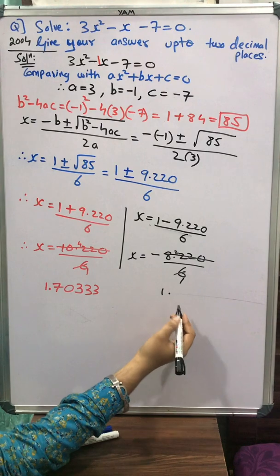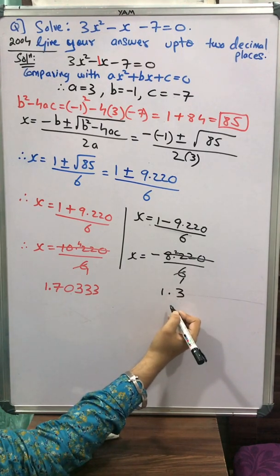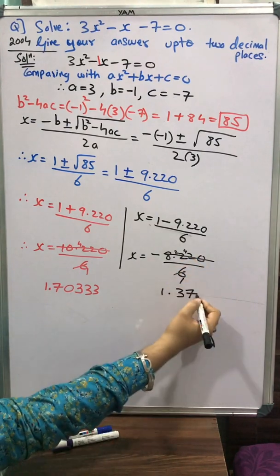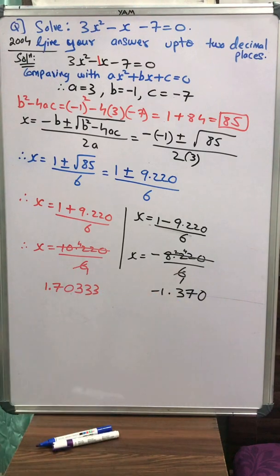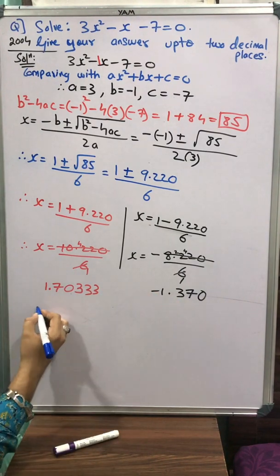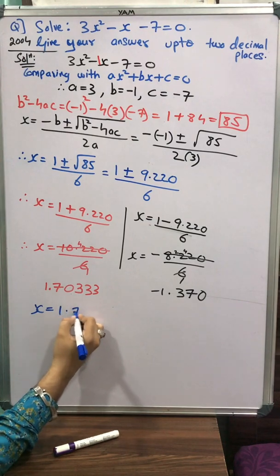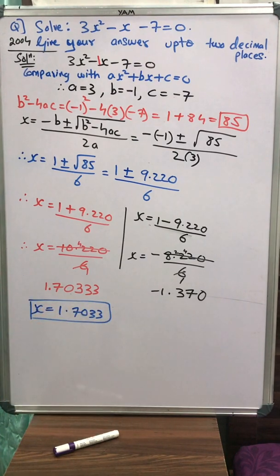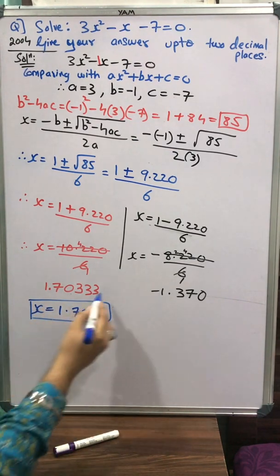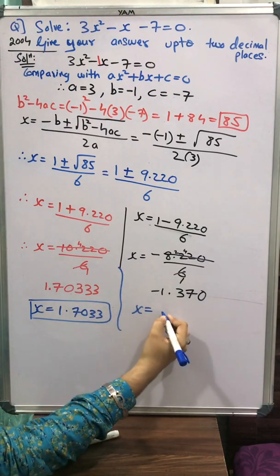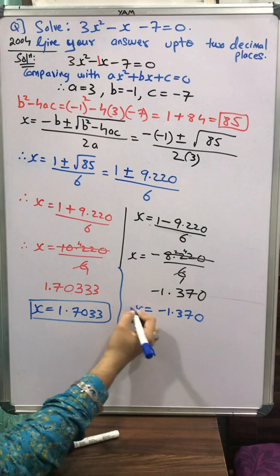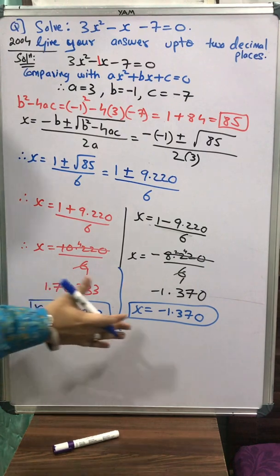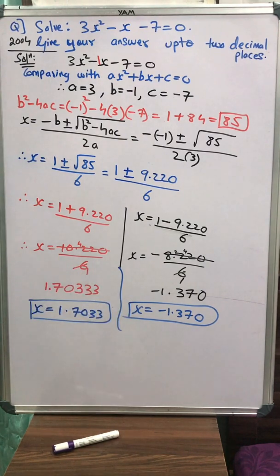It becomes 22. 6 threes are 18. Now 4 is remaining, so 4 comes here. 6 sevens are 42, and 0 as it is 0. Of course, it will be a minus. So students, I'll say my one value of x is 1.7033, and my other value of x is, I'll write here, minus 1.370.